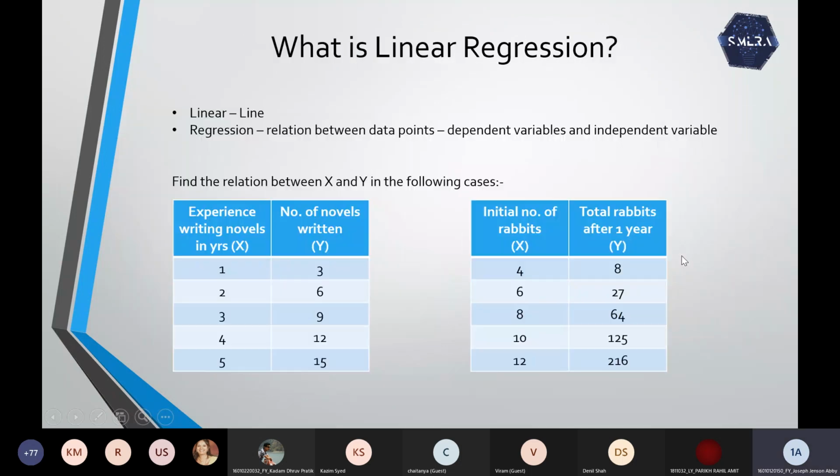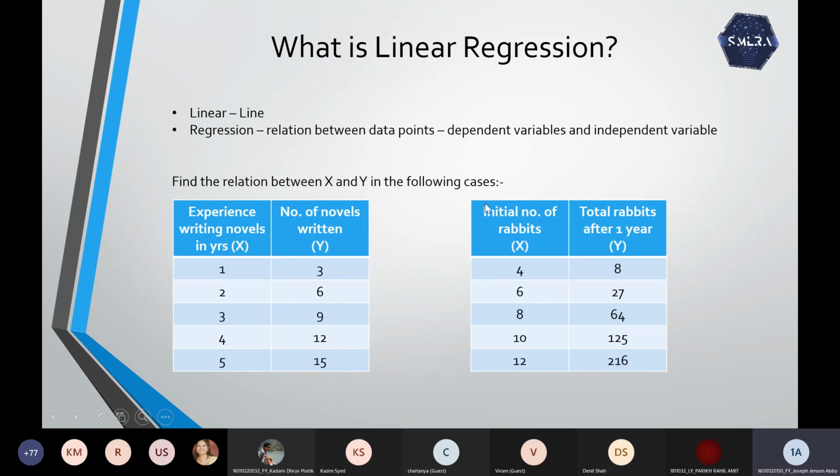I have taken this as a hypothetical example. Obviously in real life you won't get such perfect values. You won't get y equals 3x or y equals x by 2 whole cube, or such a perfect relation between your data. Data may look somewhat randomized. So how will you find the relation when you have data that looks a bit random? That's the concept of linear regression.